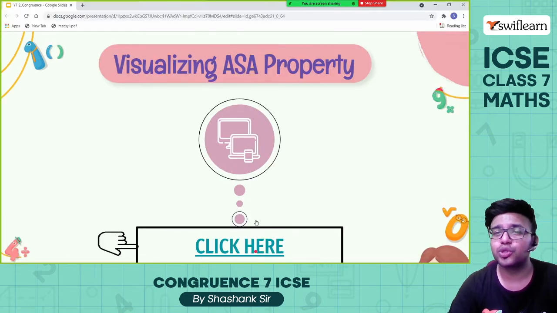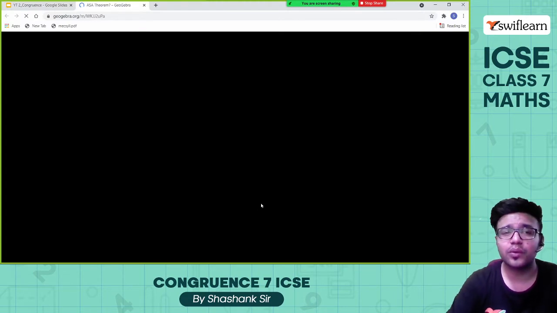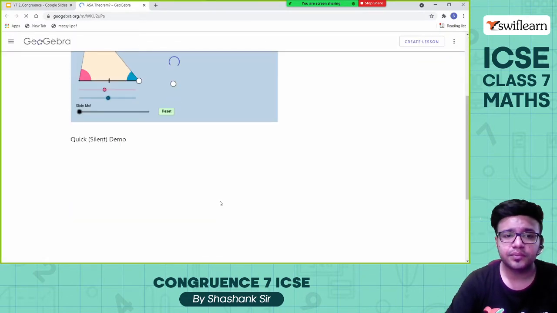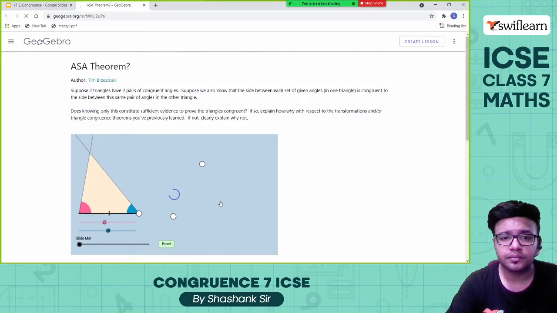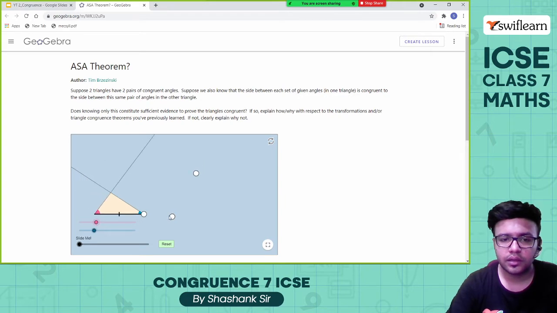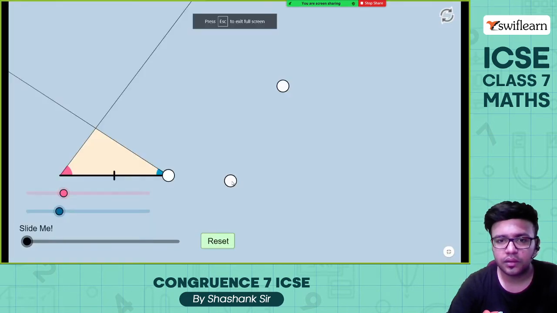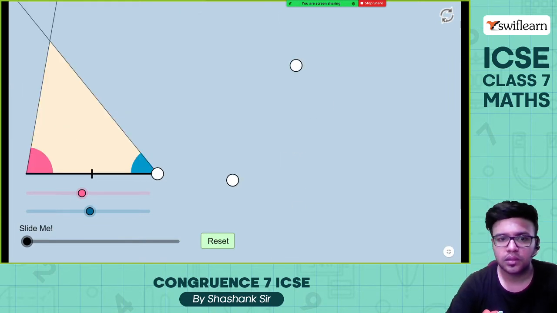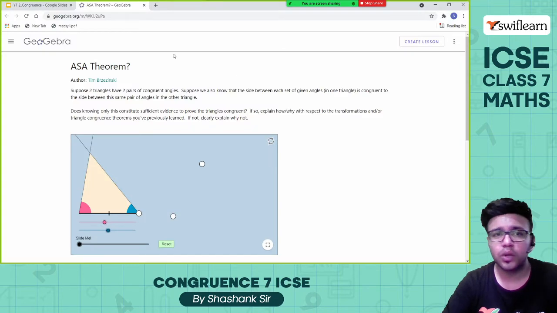Okay, let's visualize the ASA criterion. Let's see this. It's going to take time to load this. What's this? I don't know how this works. We need to fix it.